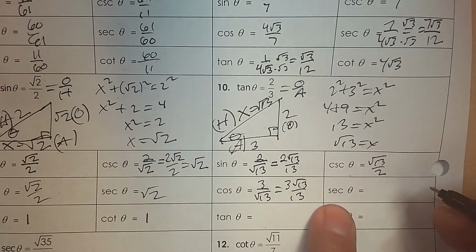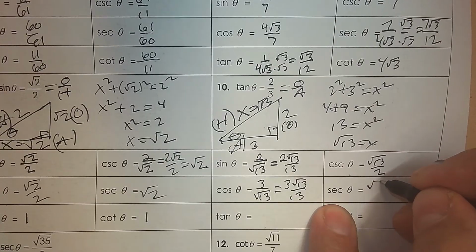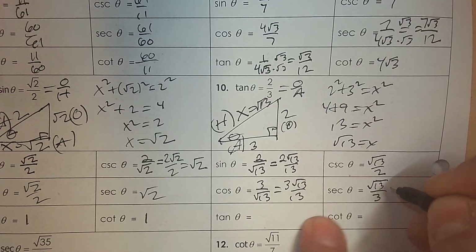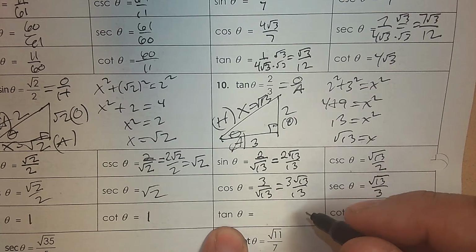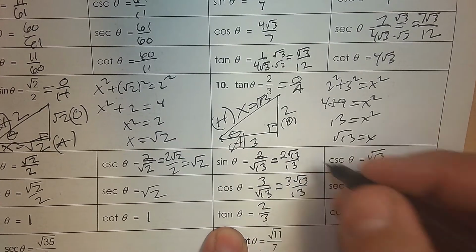Secant is the reciprocal of that. That's root 13 over 3. Tangent is opposite over adjacent. We knew that already. And then the reciprocal is cotangent.